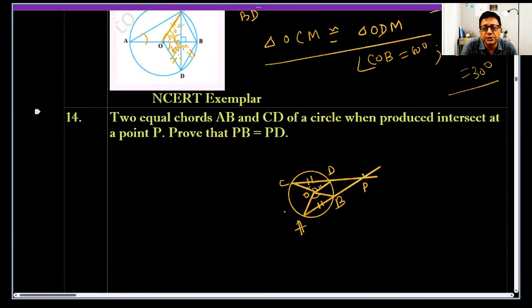This angle is equal to this angle. Can you prove that this triangle, I mean APO, congruent with CPO? If you can prove that, then it is done. You just try to prove that, because you have to prove PB equal to PD. If you can prove that PC equal to PA, then everything is done. You try to prove PC equal to PA first, then it will be done. Okay, just try once.